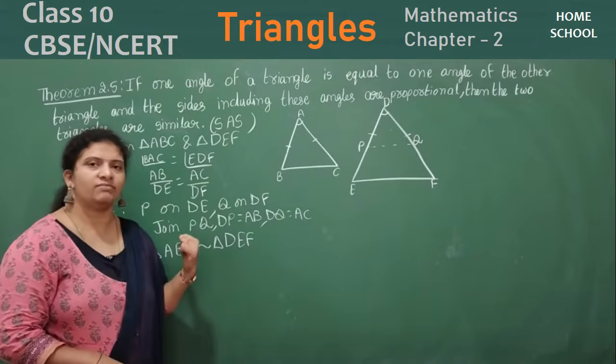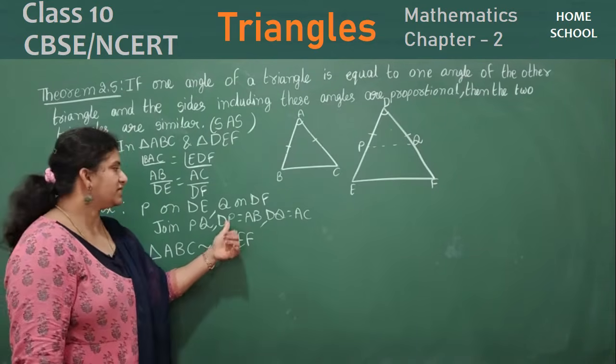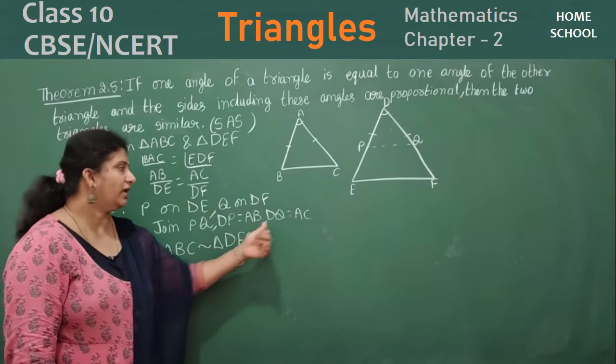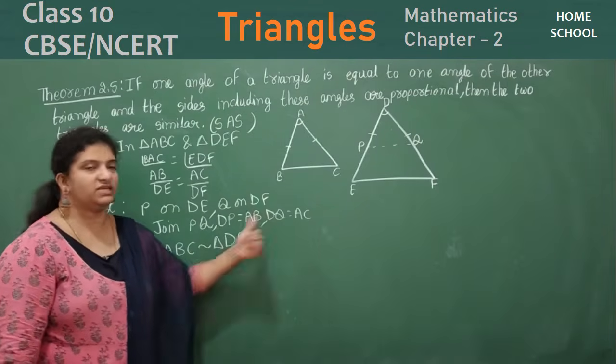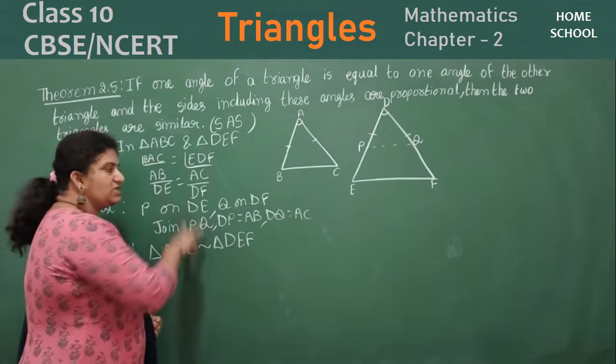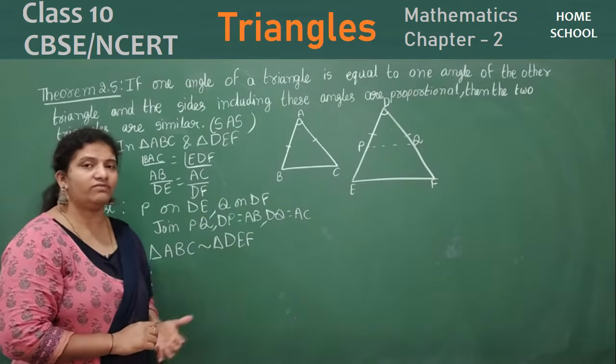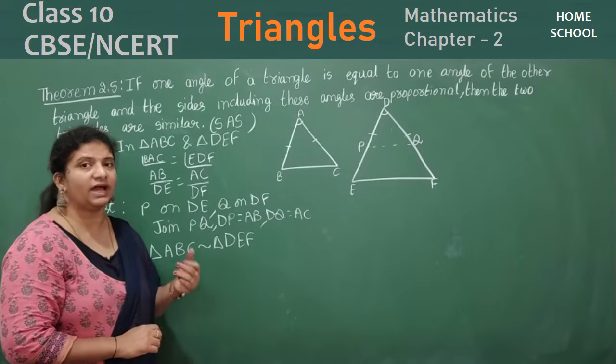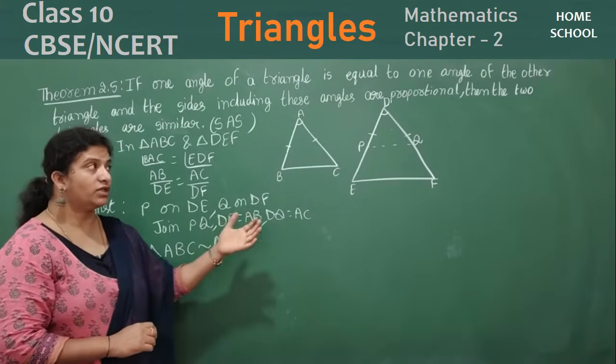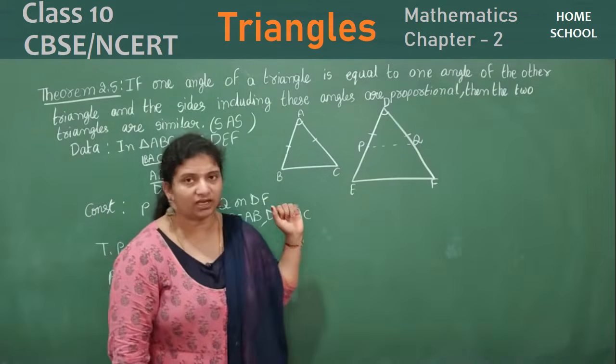In our last theorem, how have we done it, children? We have substituted AB as DP and AC as DQ. Then we have taken these two ratios. And further, what have we done? We have taken the reciprocal, subtracted one, and we have got the basic proportionality theorem, right?